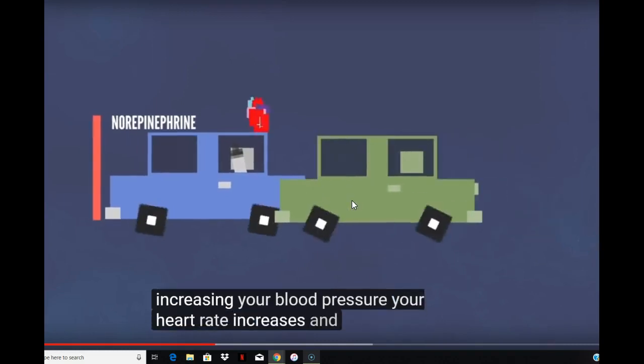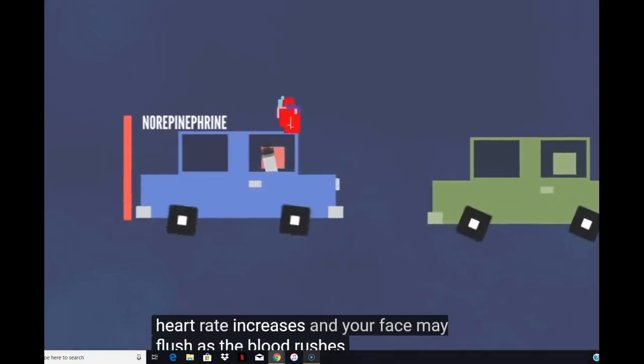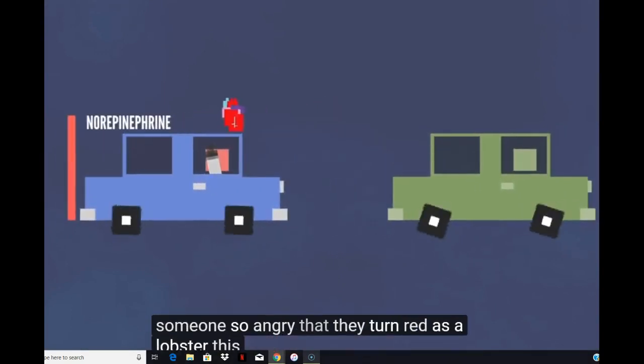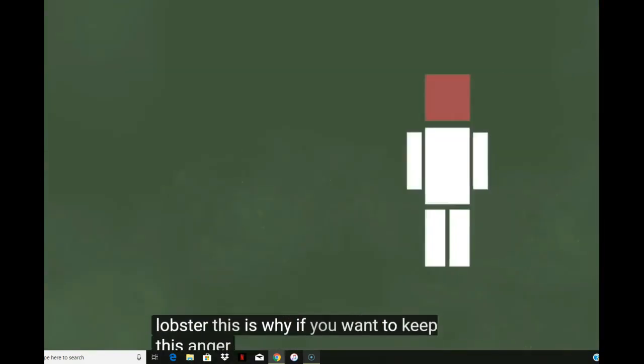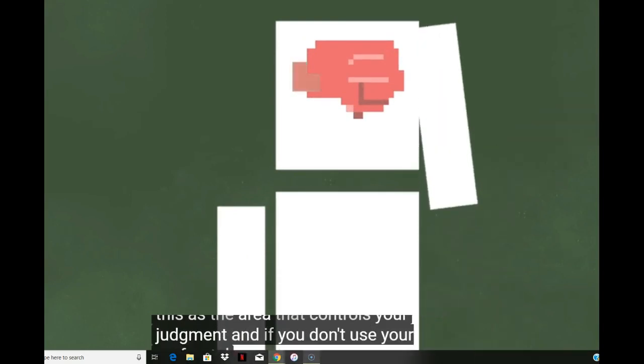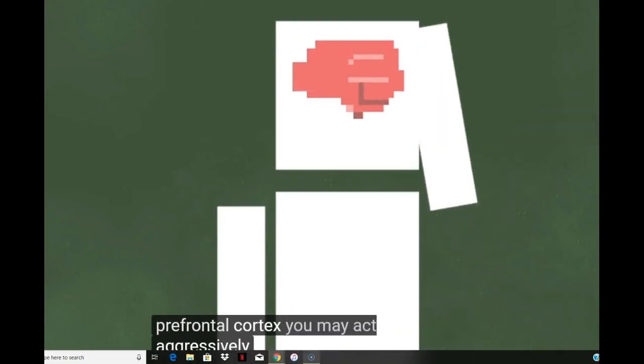Your heart rate increases and your face may flush as the blood rushes to your extremities. If you have ever seen someone so angry that they turn red as a lobster, this is why. If you want to keep this anger at bay, you'll have to use your prefrontal cortex. You can think of this as the area that controls your judgment. And if you don't use your prefrontal cortex, you may act aggressively towards others.